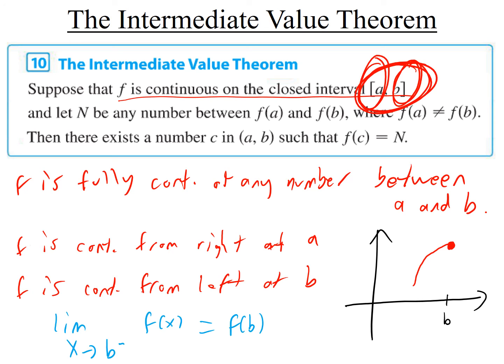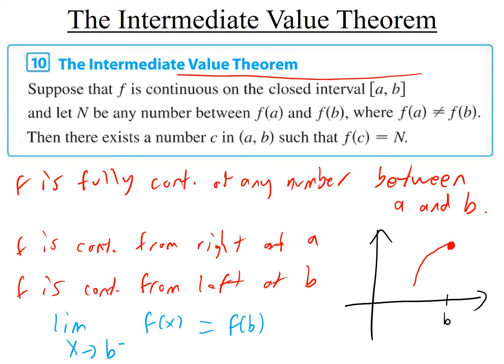Okay, so one more time. Let's talk about what it means for f to be continuous on a closed interval. I'm going to basically say that that means the function is nice. It means you can draw it from a to b. You can start at a, you can end at b. Think of it as having two endpoints. So there's a point at a, there's a point at b, and you can draw the graph from a to b the whole time without taking your pen off the paper. It also means that it's fully continuous at any number between a and b. It's continuous from the right at a, and it's continuous from the left at b.